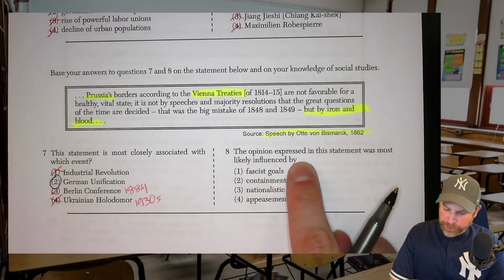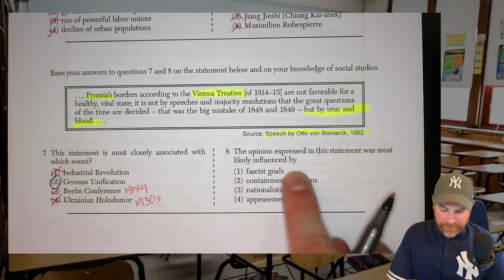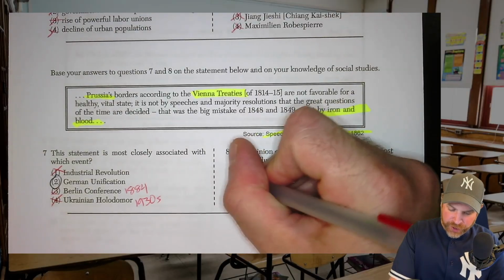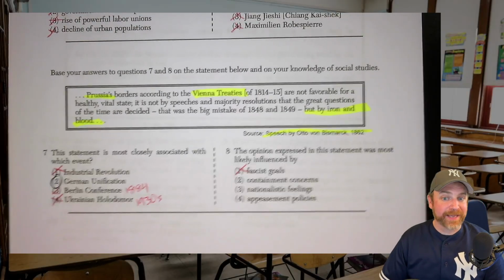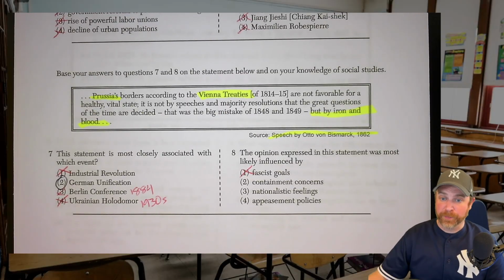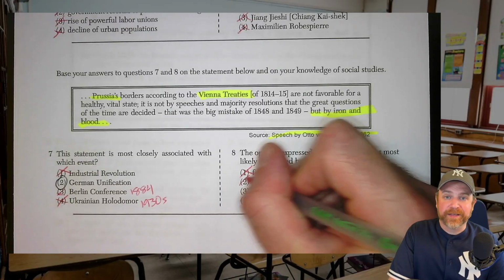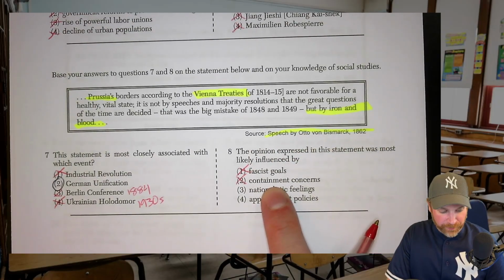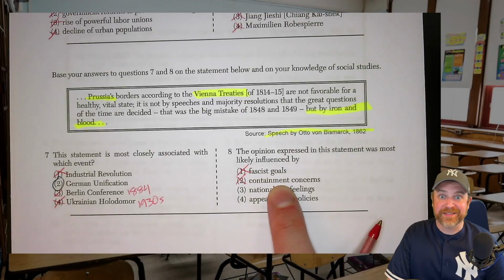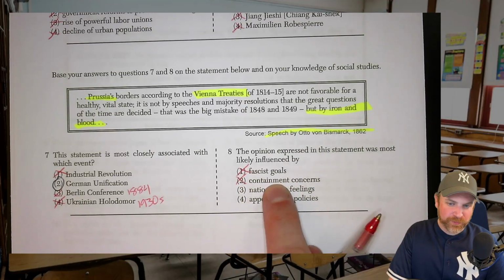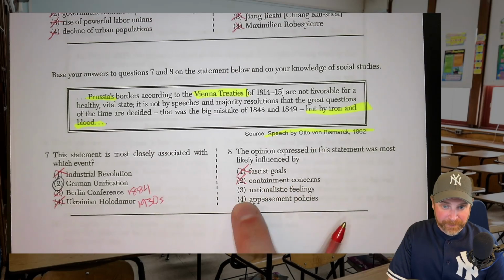The opinion expressed in this statement was most likely influenced by, well, it's not fascist goals, because German fascists are people like Adolf Hitler, and that happens in the 1930s and 40s, right? Long after Germany became a united state. Containment concerns are not our answer, because that's the Cold War time period, right? That's like the 1940s, 50s, 60s, 70s, 80s, long after German unification. And that's really a competition between the US and the Soviet Union.